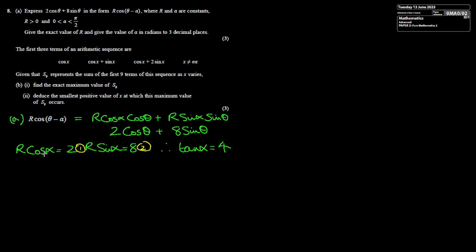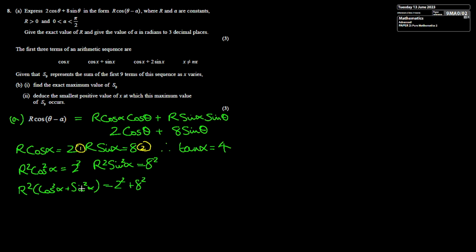Now to get R, we've got to square both the equations and add them up. I get that R squared (cos squared alpha plus sine squared alpha) is equal to 2 squared plus 8 squared. Cos squared alpha plus sine squared alpha is equal to 1, so therefore I get that R is equal to the square root of 2 squared plus 8 squared. And this turns out to be 2 root 17.